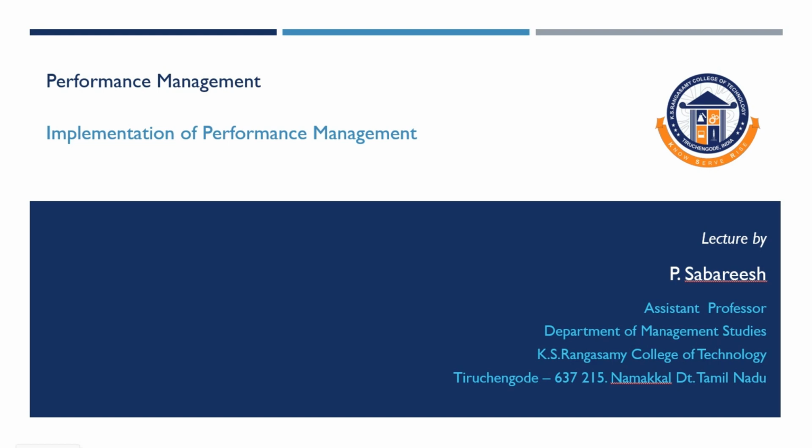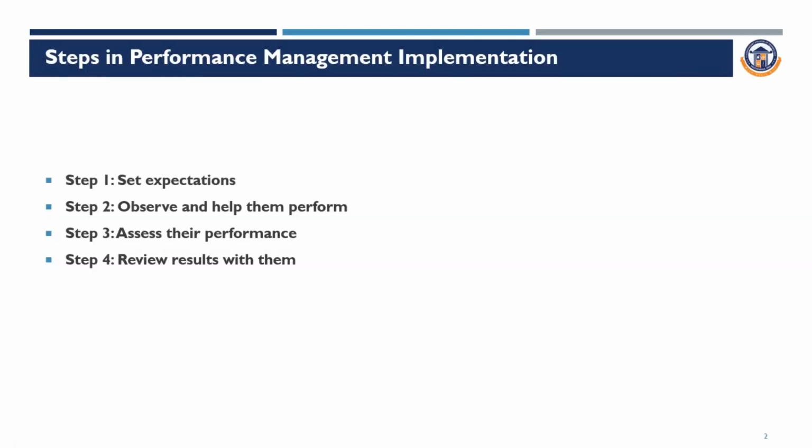Now we are going to discuss the implementation of the performance management system. This is the final process of the performance management system, that is, the performance management implementation process. These are the four steps involved in the performance management implementation. First one is set expectations.